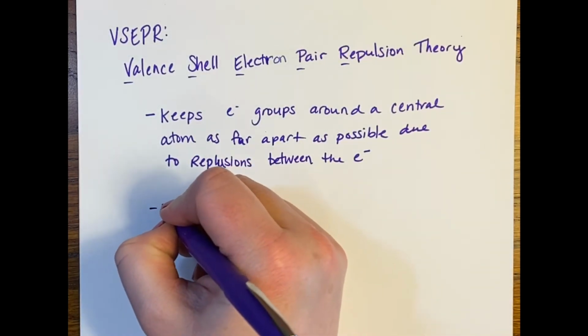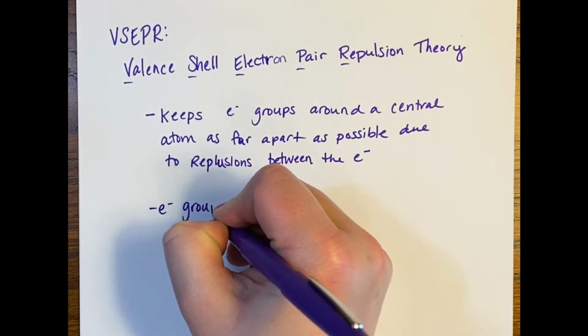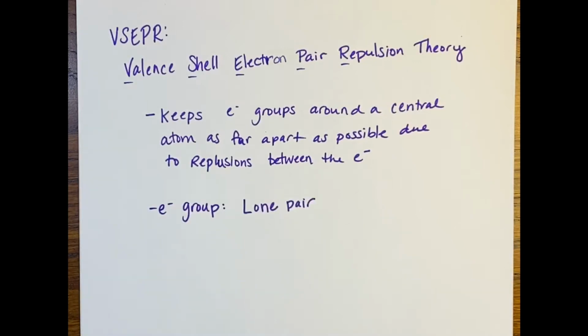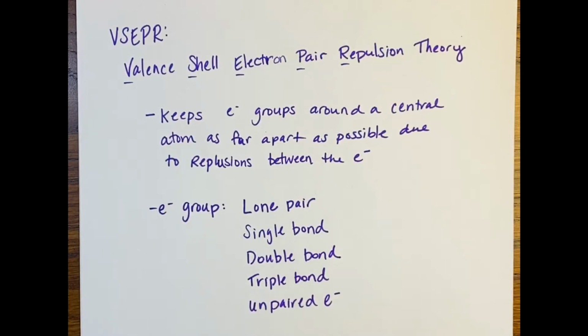So if we look at the identity of an electron group, it is anywhere around a central atom that we have electrons. A lone pair counts as one electron group. A single bond counts as one electron group. A double bond counts as one electron group. A triple bond counts as one electron group. And if you had an unpaired electron, that would also count as one electron group.